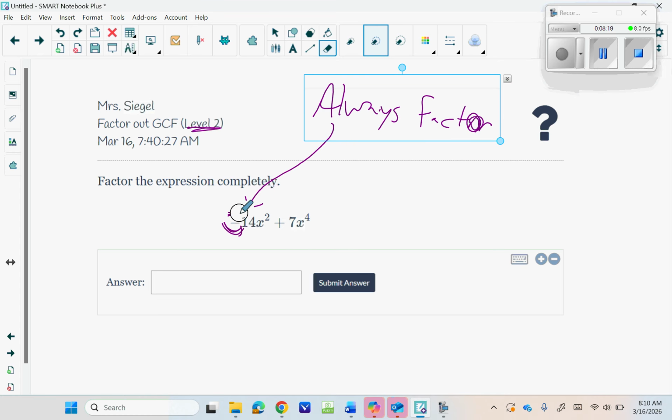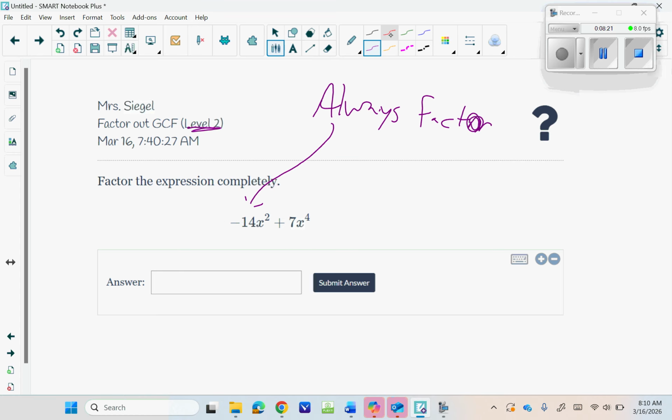Okay, so let's go ahead and start there. So I'm going to factor out a negative for both of them. And let's see, so what is a GCF that goes into both 14 and 7? Well, I always check the smaller one. 7 does go into 14. So 7 is going to be my GCF. And then let's look at the variables now. So I have an x squared and an x to the 4th. So I'm going to factor out an x squared.